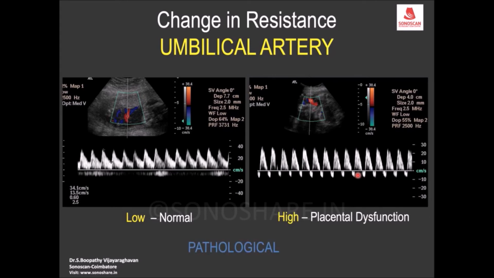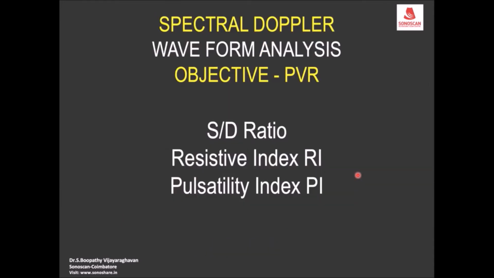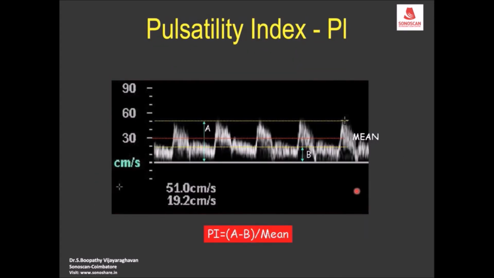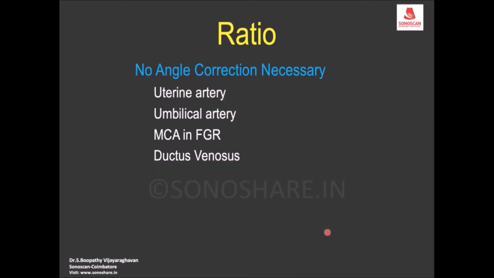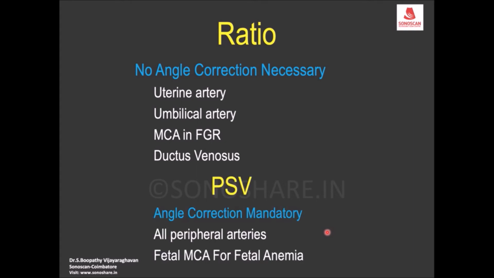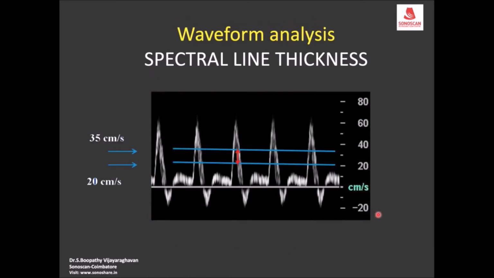So this is a pathological change in the signature, that is the SD ratio, or resistivity index, or pulsatility index by mean velocity. So these are the three ratios. That is why, when we measure the ratios in the uterine artery, umbilical artery, MCA, measured by peak systolic velocity, angle correction is necessary, mandatory, because the machine needs the time.